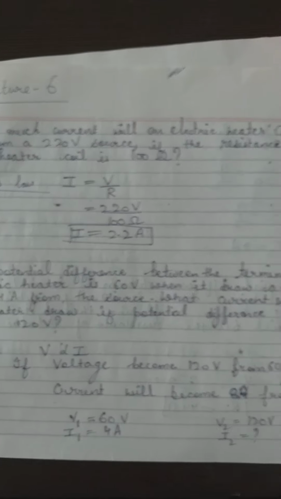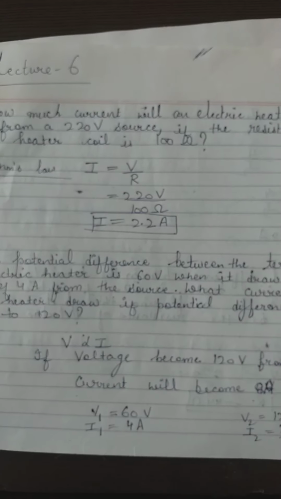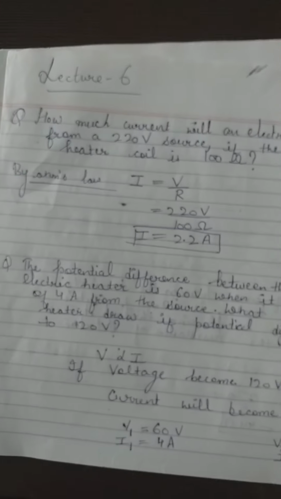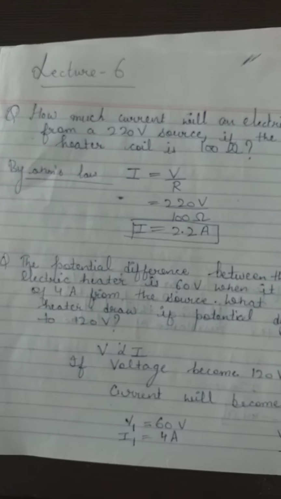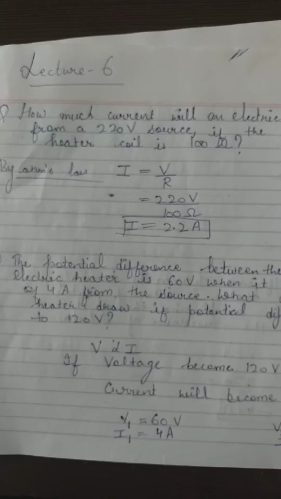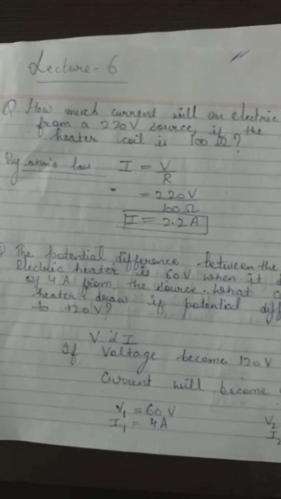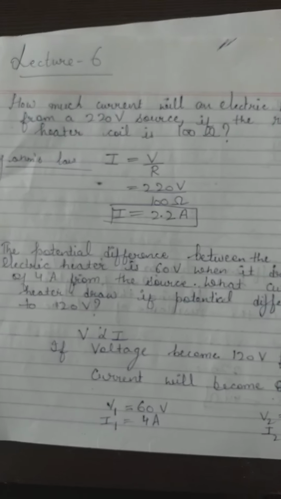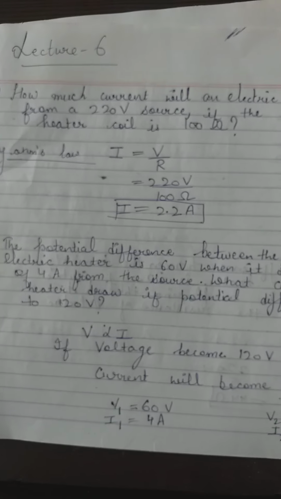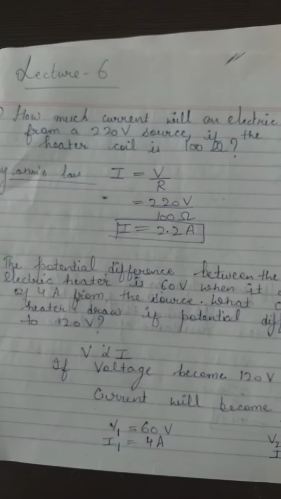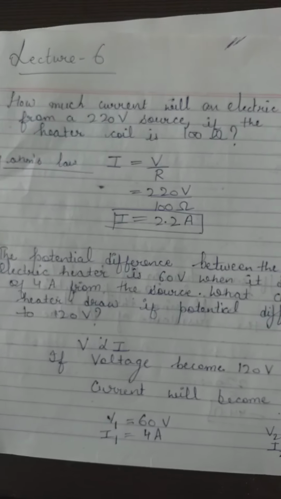The potential difference between the terminals of an electrical heater is 60 volt when it draws a current of 4 ampere. A 60 volt battery draws a current of 4 ampere from the source. What current will the heater draw if the potential difference is increased to 120 volt? As potential difference becomes double, earlier it was 60 volt, now it becomes 120 volt. Earlier it drew 4 ampere, now how much current will it draw, you have to find it.